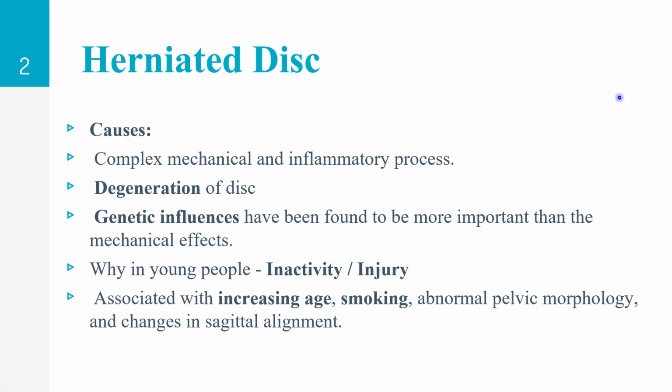So the causes of disc prolapse are complex. It can be a mechanical or inflammatory process and degeneration of the disc, and genetic influences have also been found to be important. But nowadays it's more seen in young people, even in the adolescent age, probably due to inactivity or repeated injury. It is also associated with increasing age, smoking, abnormal pelvic morphology and change in the sagittal alignment.